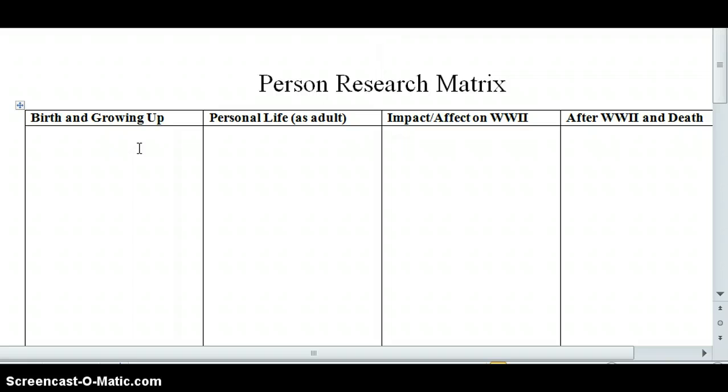How one slide I showed you yesterday says birth and growing up, and then you put all your information that you've researched under that. You can use 6, 8 slides under that. Then you'll have one that says personal life as an adult, and then you'll put your information under that. One that says impact effect on World War II, and one that says after World War II and death.